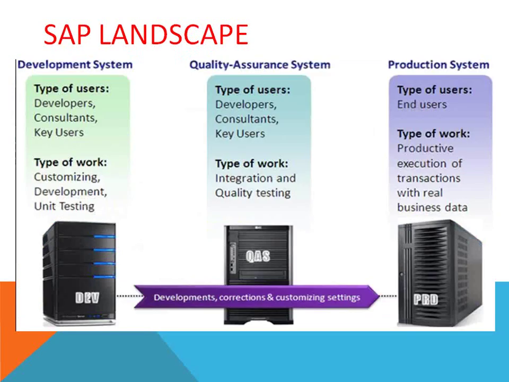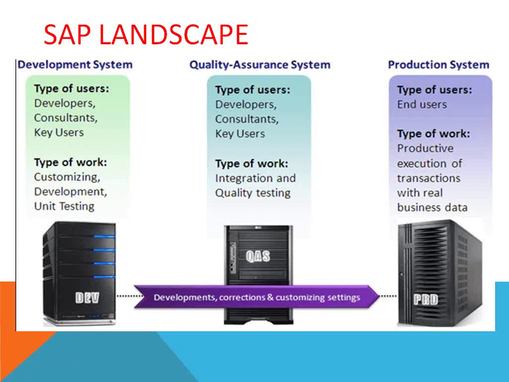These are landscape perspectives. In the development system, the types of users are developers, consultants, and key users, and the types of work are customization and development. In the unit testing and quality assurance system, the users are developers, consultants, and key users, and the work is integration and quality testing. In the production system, the users are end users, and the work is productive execution of transactions with the real business area, and development corrections and customizing settings. You can see dev, QAS, and prod servers. This is where the whole system works.